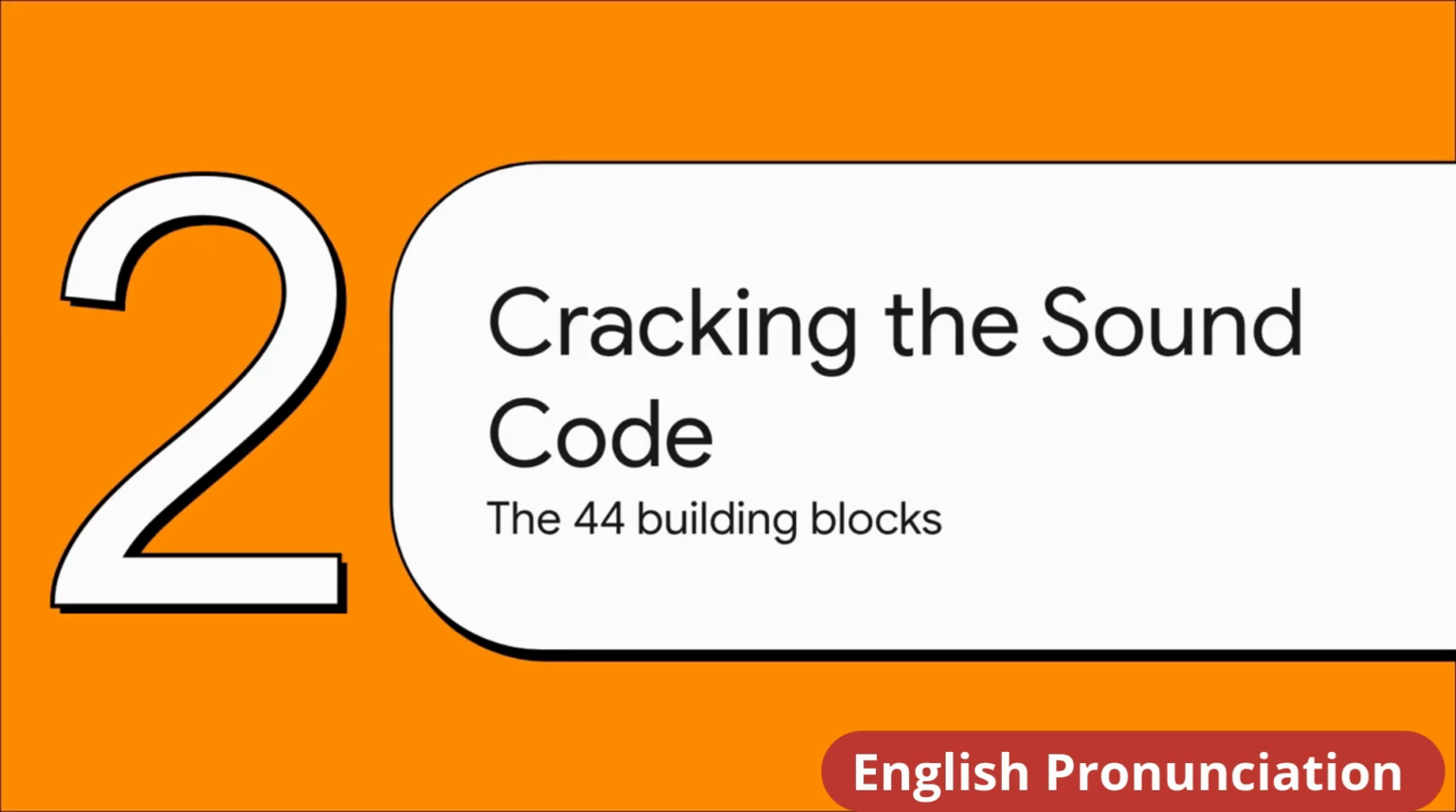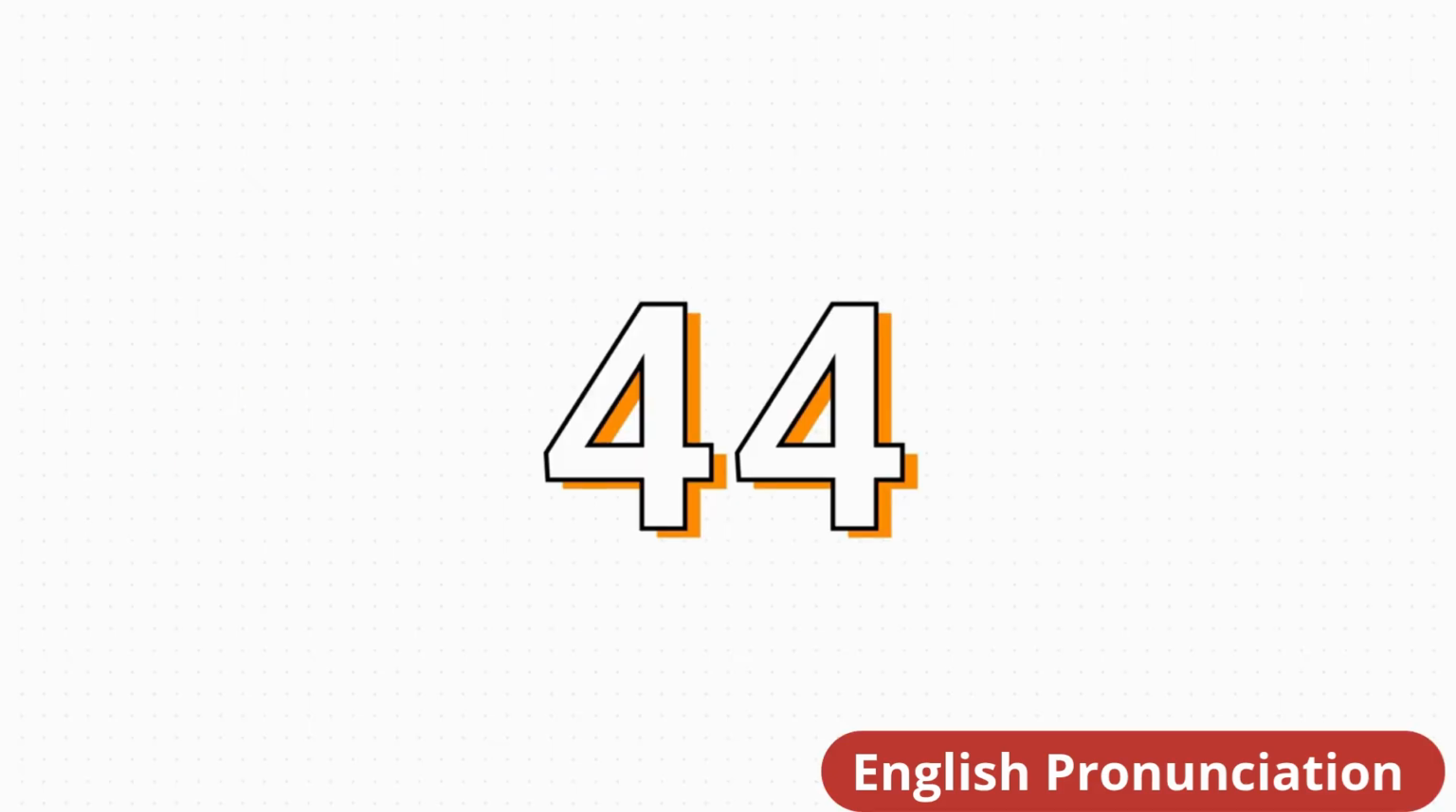All right, now that we know what we're aiming for, let's get into the nitty-gritty. We're talking about the absolute building blocks of every single word you'll ever say in English, the sounds themselves. Now, this might blow your mind a little. We have 26 letters in the alphabet, right? But English is actually built from 44 distinct sounds. We call them phonemes. And once you get a handle on these, you can literally pronounce any word.